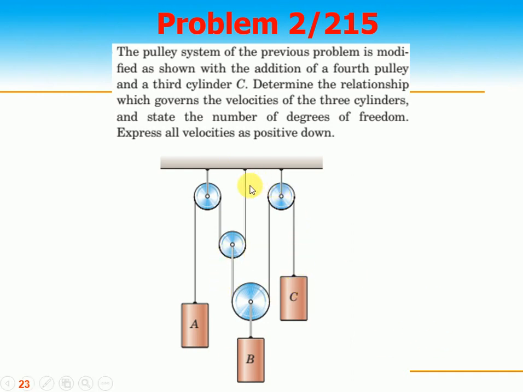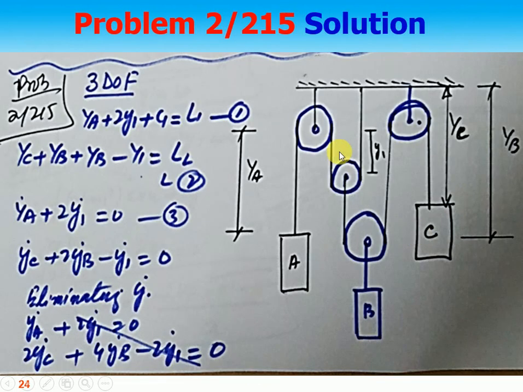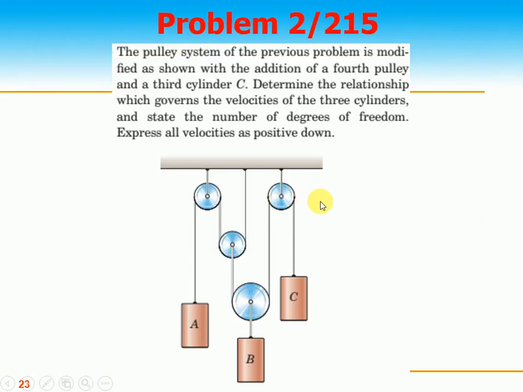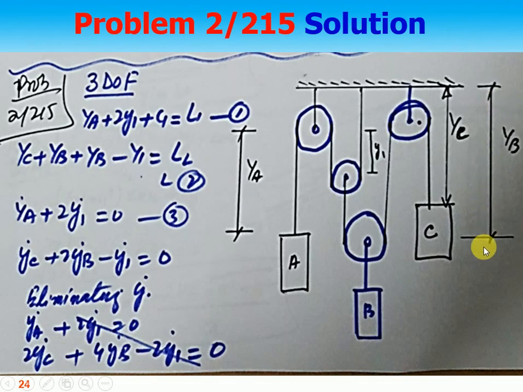If you see, this is the first rope, this is 1, and this is the second rope, 2. So the number of cylinders is not determining the degree of freedom. The number of ropes is basically determining the degree of freedom. So it's a 2 degree of freedom system. We need to find the velocity of A, B and C. This is the system basically. If you see very clearly, this is YB, this is YC, this is YA, and this is the intermediate pulley which is moving, I say it's Y1.